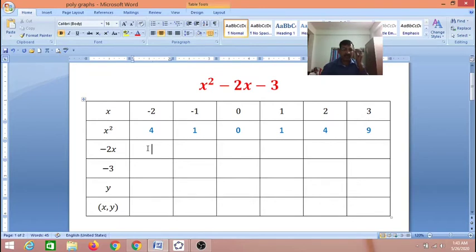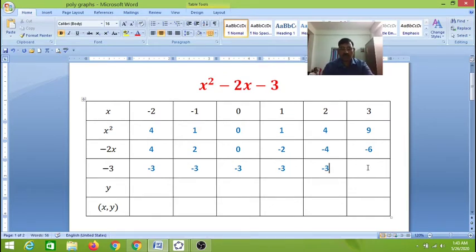Again, if you consider minus 2x: minus 2 into minus 2, 4, minus 2 into minus 1, 2, then 0, then minus 2 into 1, minus 2, then minus 2 into 2, minus 4, and minus 2 into 3, minus 6. Last one is minus 3, which is a constant, so irrespective of the value of x, we get minus 3 throughout.